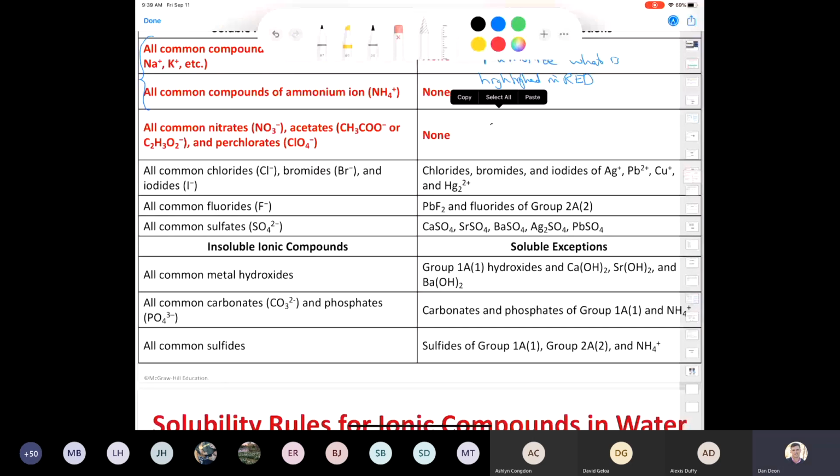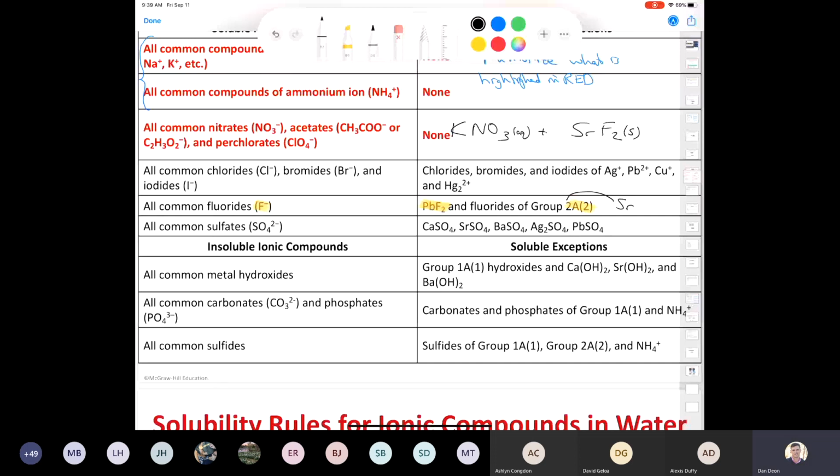Okay. So we had already determined that potassium nitrate was aqueous. I go over to fluorides. It says that all common fluorides are soluble except for lead-2 fluoride and fluorides of group 2A. Well, strontium is found in group 2A. So that means that strontium fluoride is a solid. So now we can go back to our equation.